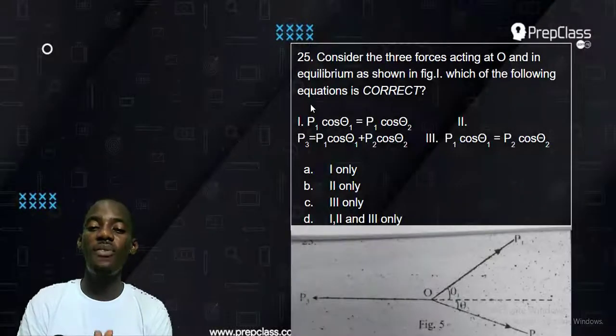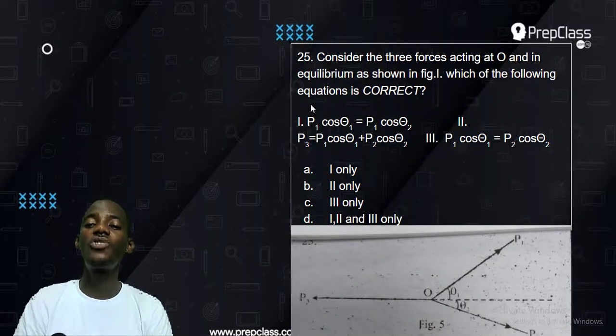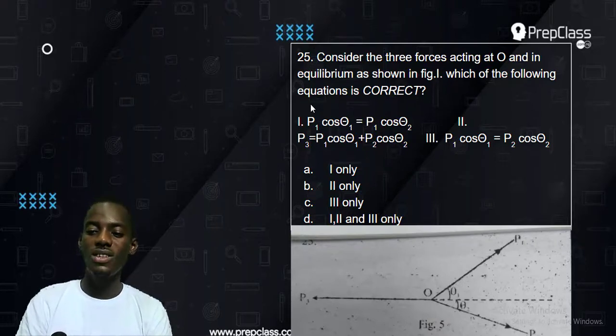So let's check number 25. This number 25 says, consider the three forces acting at O and in equilibrium as shown in this figure. Which of the following equations is correct? The first one says P1 cos theta 1 equals P1 cos theta 2. Is that correct? That means the one going up is the same as the one below. Seriously, is that true? Then 2 says P3 equals P1 cos theta 1 plus P2 cos theta 2.